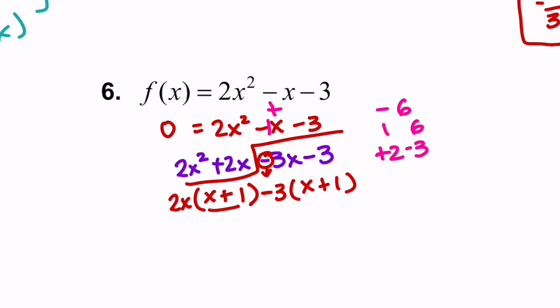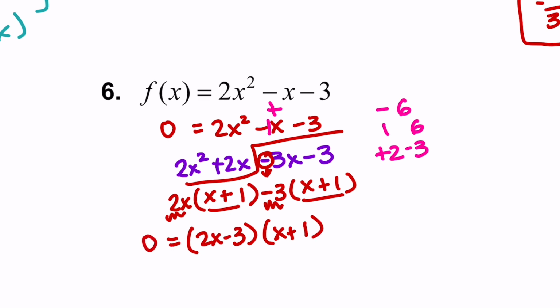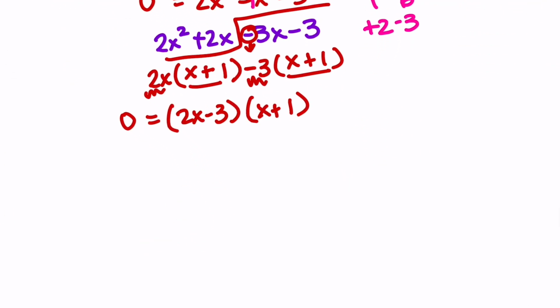Now, you know you did it right if these two parentheses end up being the same thing. Our first parenthesis would be 2x minus 3. Our second one is an x plus 1. Remember, that's equaling 0. The zero product property tells us if we have two things that multiply together to equal 0, then either the first one has to equal 0 or the second one has to equal 0.